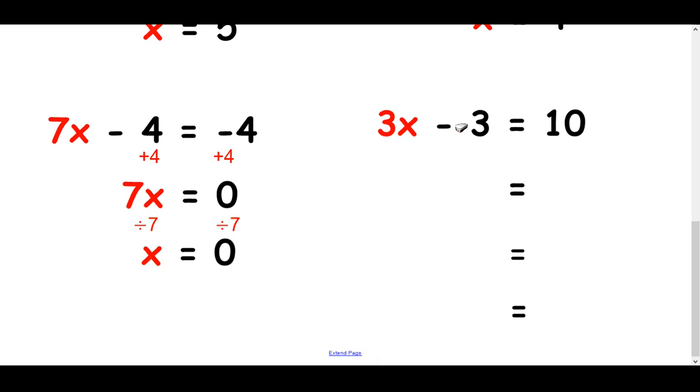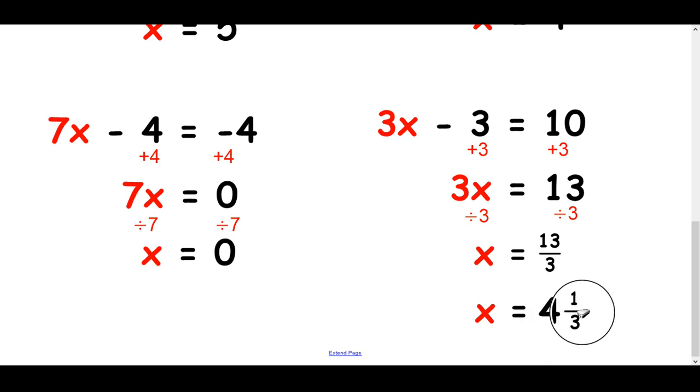Okay, last one. 3x take 3 equals 10. Add the 3 to both sides. You'll get 3x equals 13. You want to split it into 3 both sides, and what you'll notice again, 13 doesn't divide by 3. Just leave it as a fraction. Dividing by 3, put the 3 in the bottom. And I suppose if you want to, you could then change that into a mixed number if you know how to do that. How many 3s go into 13? 4 remainder 1, so it would be 4 and a third.